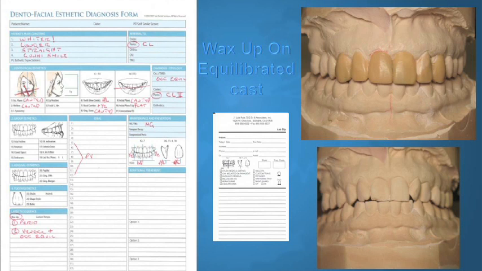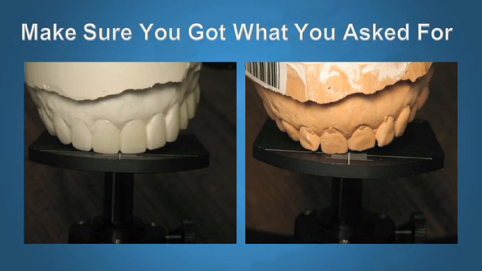You see the pre-op on the bottom. You see the wax ups on the top. We will use the wax ups to fabricate provisionals, and by doing so, we can show our patients excellent results.